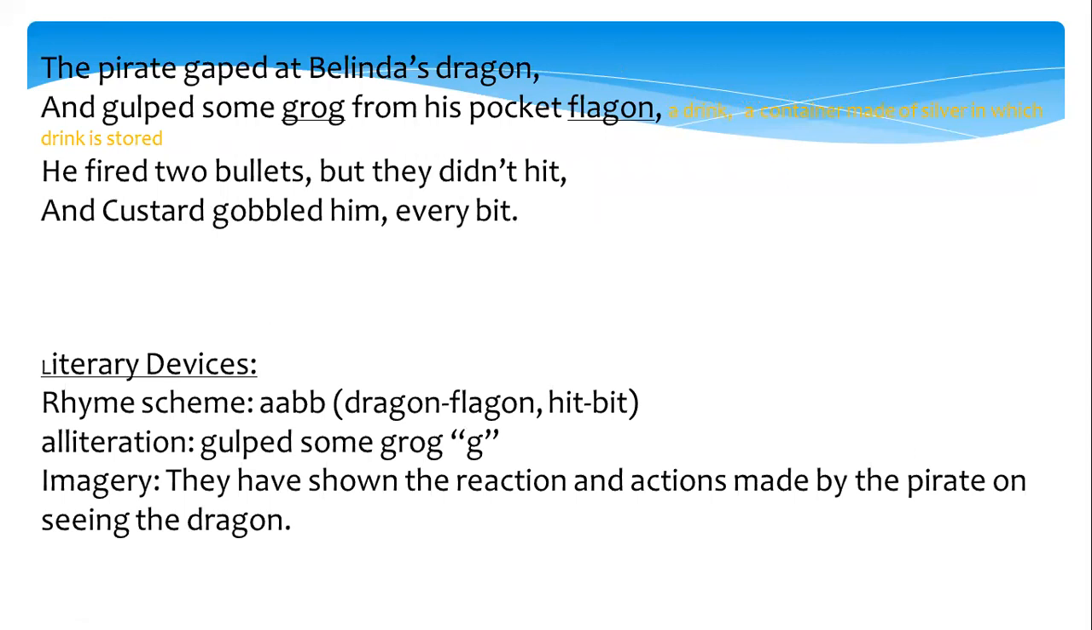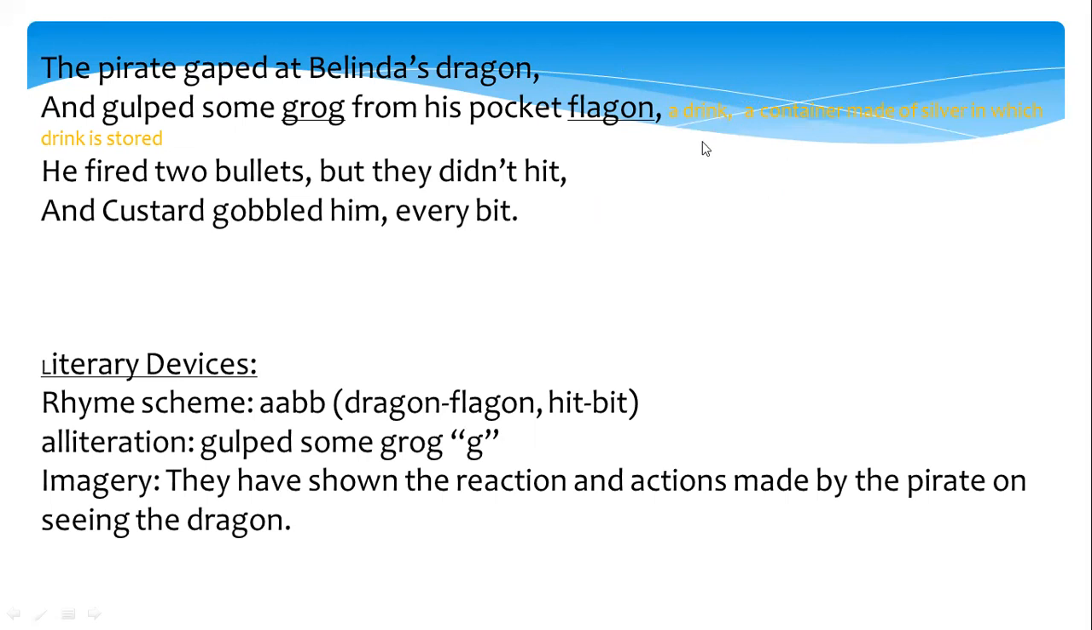So here, dragon and flagon, the rhyme scheme here is AA; hit and bit, BB. So here, first of all, a flagon is a container made of silver in which a drink is stored.